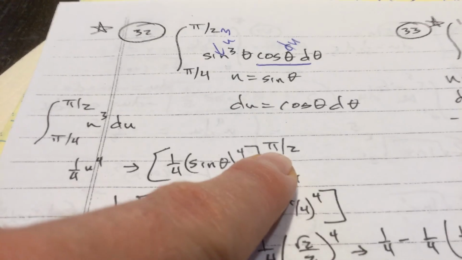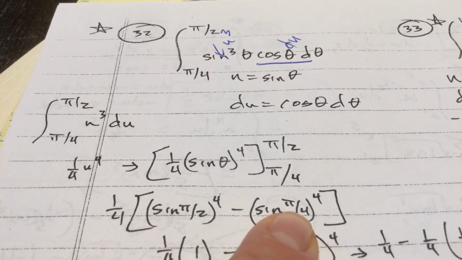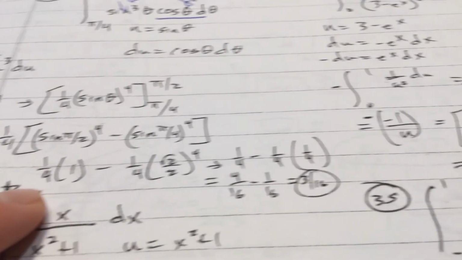Then I'm going to plug in pi over 2 in for theta. Then I'm going to plug pi fourths in for theta. Quarters on the outside. Anyway, that's how it simplifies.